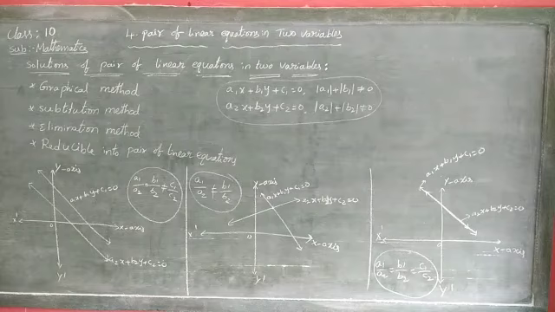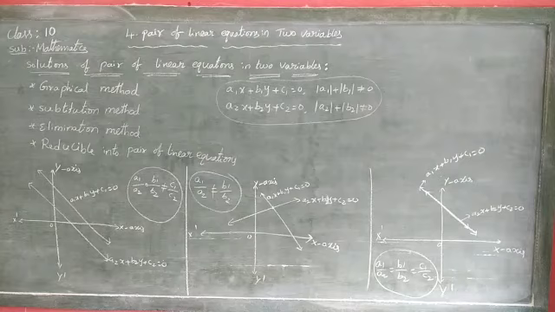Yesterday we discussed whether the solution of the given pair of linear equations exists or not. If it exists, it is either a unique solution or it has many solutions. Today we will discuss the extension of that. How can we find the solution for such a pair of linear equations?